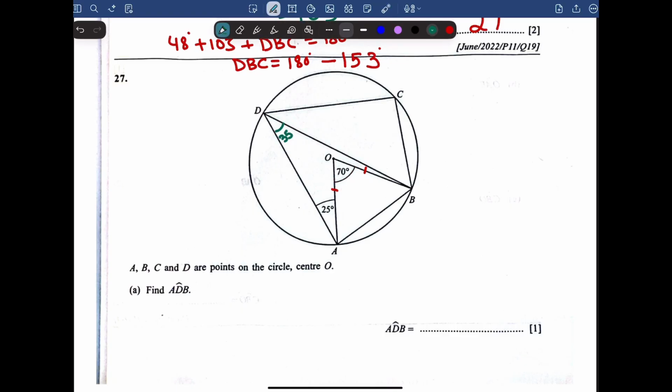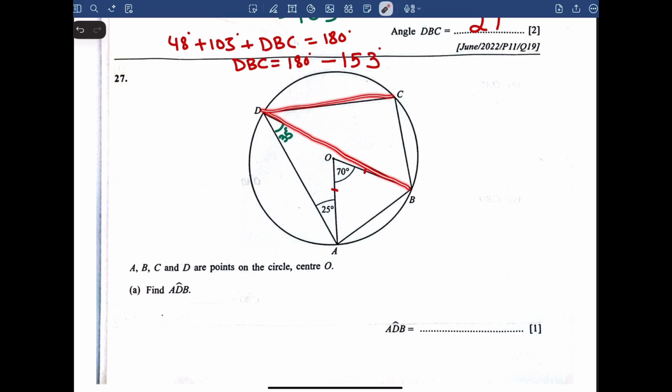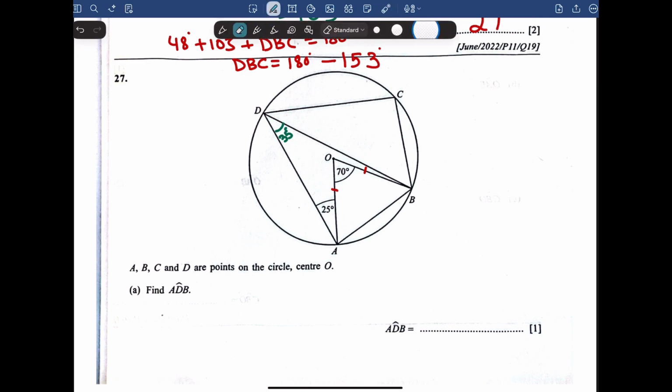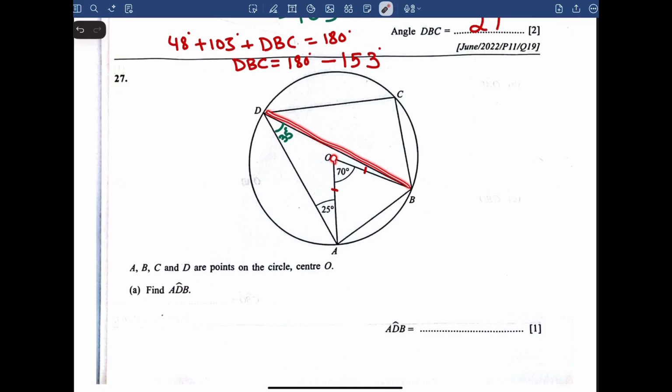Okay, one common mistake that a lot of students end up making is that they assume that this is the diameter and therefore this angle is 90, but that is not the case. The diameter must pass through the center. This line is not passing through the center here. Okay, so we do not have a diameter here. Okay, so find ADB. So they want us to find angle ADB.